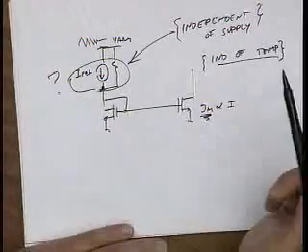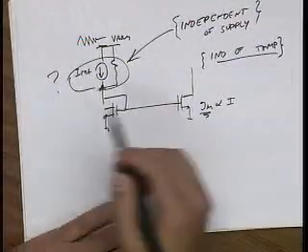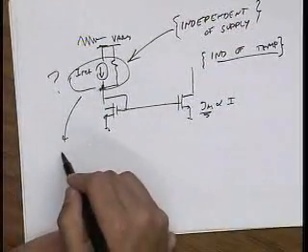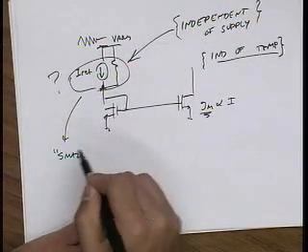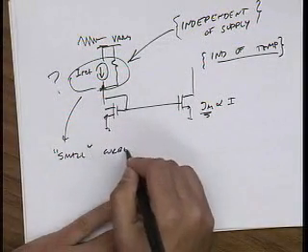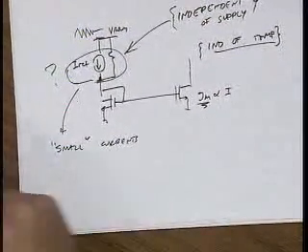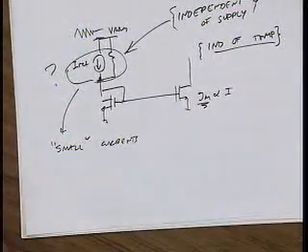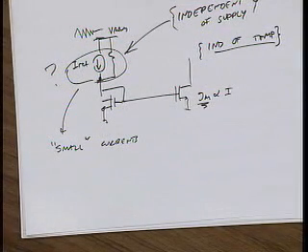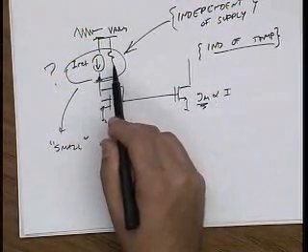Okay. Some other issues. Sometimes we need very small currents. For instance, I may be biasing up a circuit that's running in sub-threshold and I need 10 nanoamps of current. How do I get 10 nanoamps? Well, that's easy. Just use a big resistor, right?